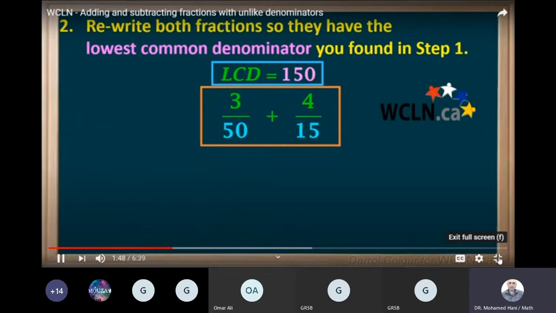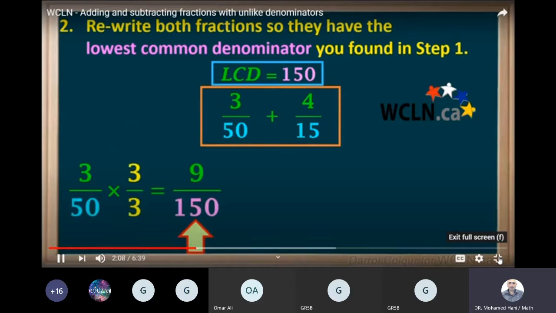The next step is to rewrite both fractions so they have the common denominator we found in step 1. The first fraction is 3/50ths. To change the denominator 50 to 150, we must multiply it by 3. Therefore, we must also multiply the numerator by 3. So 3/50ths can be rewritten as 3 times 3, or 9 over 150.